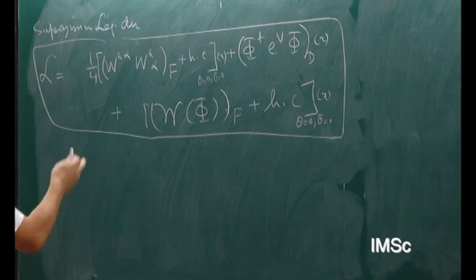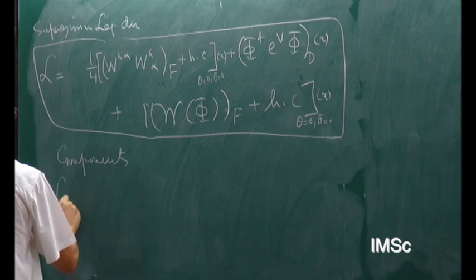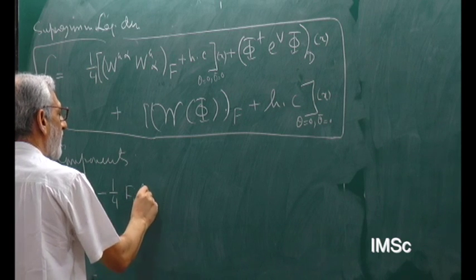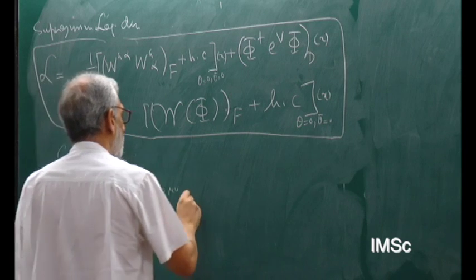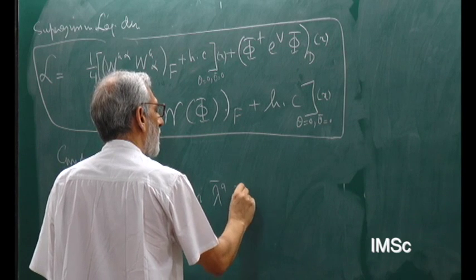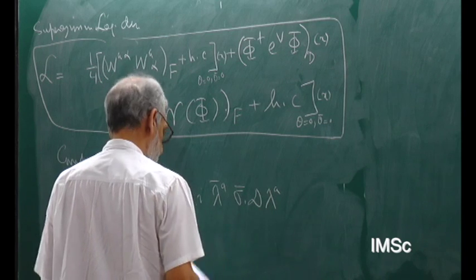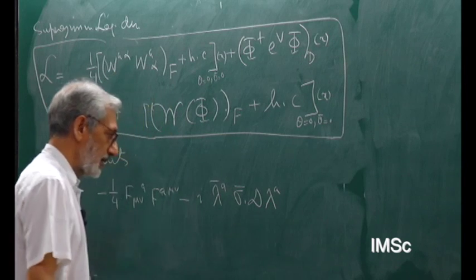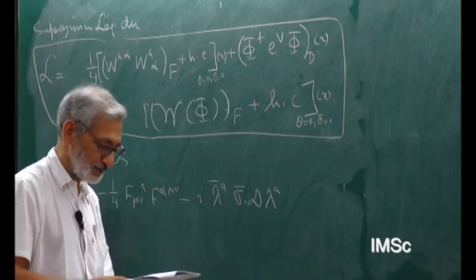Now, what does this look like in components? This gives me 1/4 F_{μν}^A F^{μν A}, minus i λ^A-bar σ-bar^μ D_μ λ^A. That is the gauge part, and this is the gaugino part, the kinetic energy.